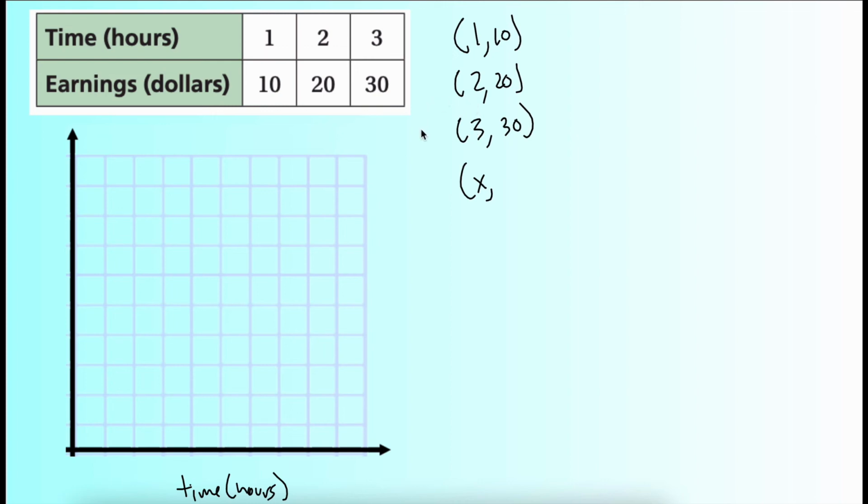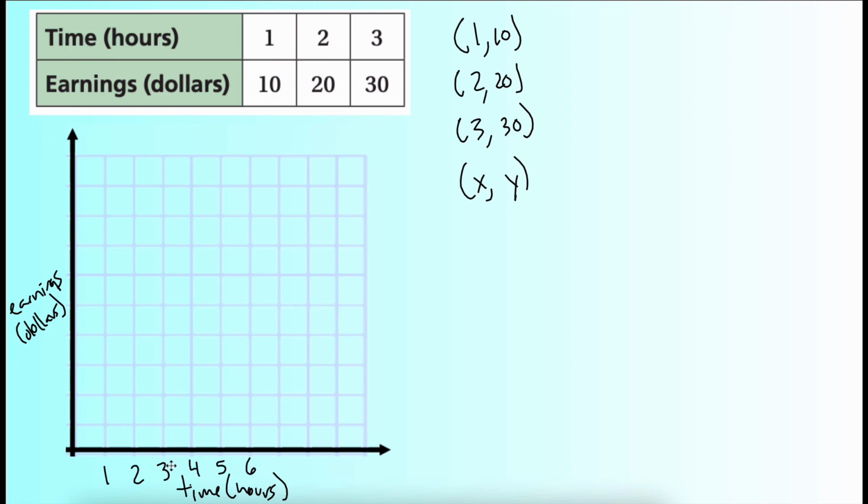Second question, what's the y-axis going to represent in this example? If you came up with earnings or dollars for this, you're in good shape. That's what it should represent, because all of the second numbers, 10, 20, and 30, are all the y values. And so the y-axis should be earnings in dollars. At this point, we need to scale each axis. I think that the x-axis, the time, makes perfect sense to just count by ones because it's going up by ones in our table. So 1, 2, 3, 4, 5, etc.